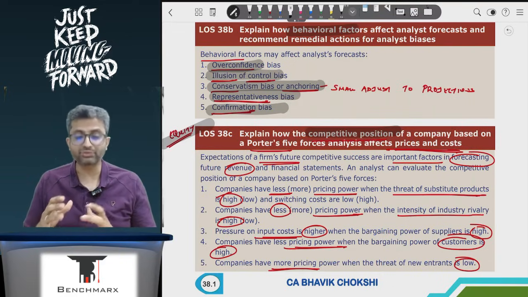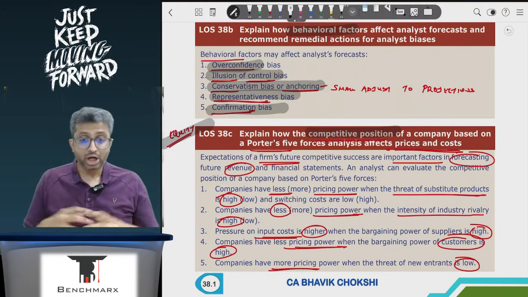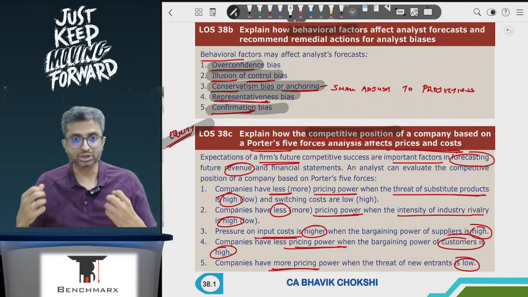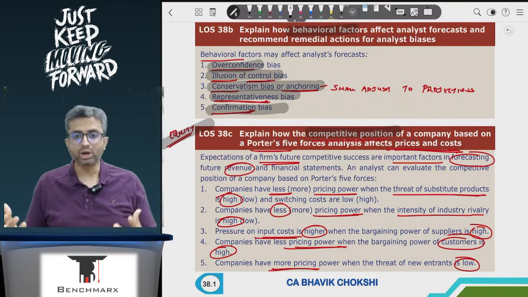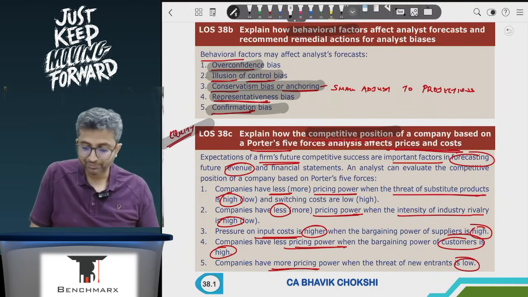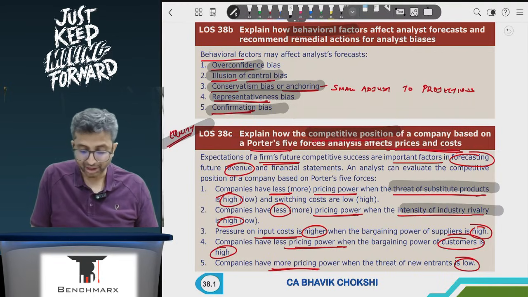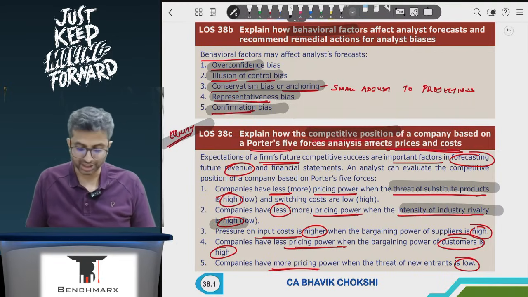Do they have a lot of threat of substitutes? Do they have a lot of strong industry rivalry? Do the buyers or the suppliers have strong bargaining power? If all of this is happening, then you have a fairly weak position. Like if there are a lot of substitutes, then you have less pricing power. If there is a lot of rivalry, again you have less pricing power.